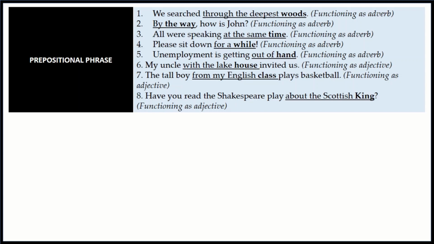Same is the case with adjectives: some prepositional phrases function as adjectives. For example, my uncle with the lake house invited us. Uncle is a noun, followed by something with a preposition. With the lake house is a description that I have an uncle who actually lives in a lake house or who actually owns a lake house. Therefore, with the lake house as a prepositional phrase is functioning as an adjective.